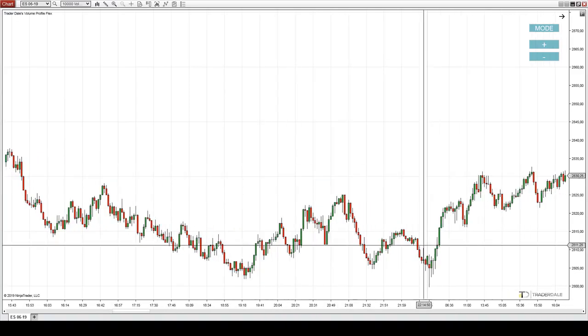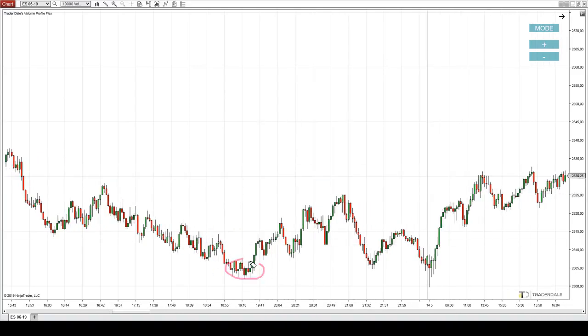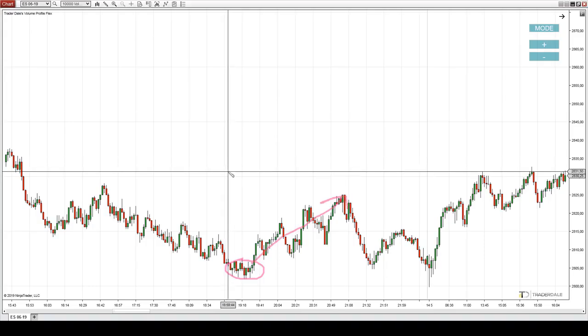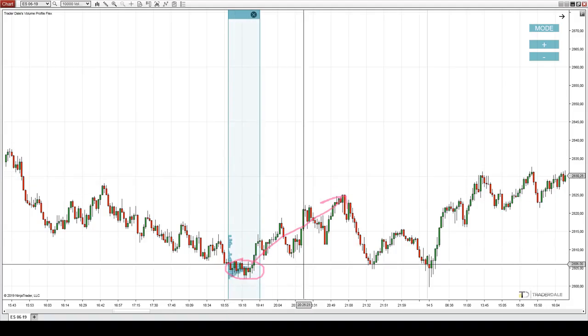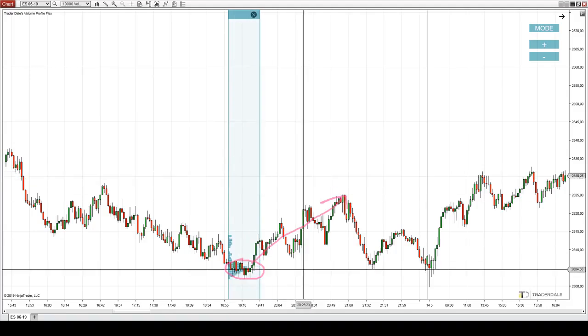And then there is this nice rotation followed by buying activity. So I use the profile over this rotation to see where the volumes were. Wasn't here. So you wait for a pullback, go long from there. All right, pretty simple.